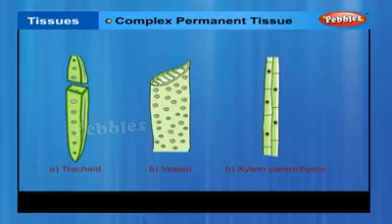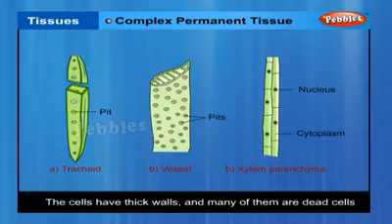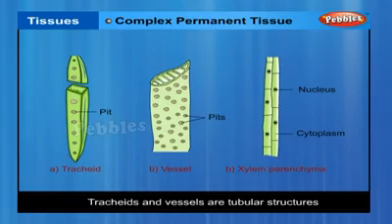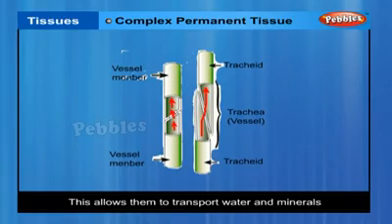Complex permanent tissue. Xylem consists of tracheids, vessels, xylem parenchyma and xylem fibers. The cells have thick walls and many of them are dead cells. Tracheids and vessels are tubular structures. This allows them to transport water and minerals.